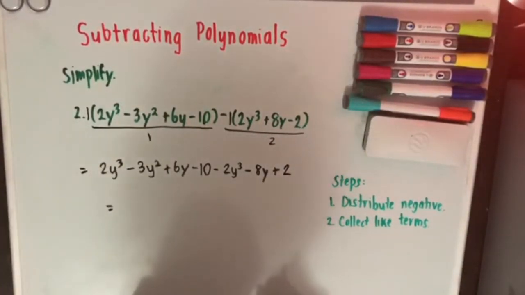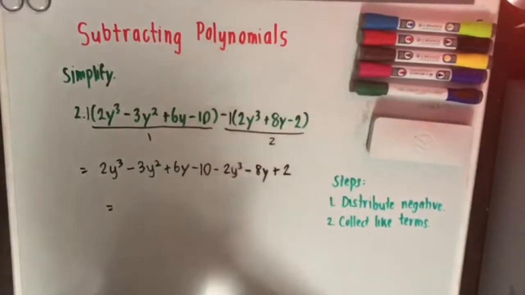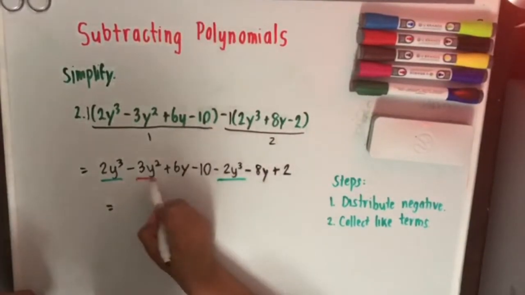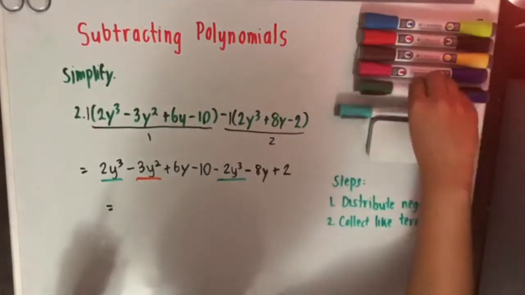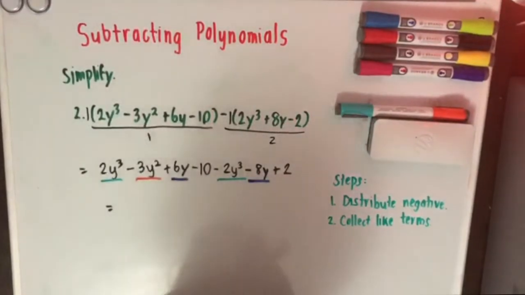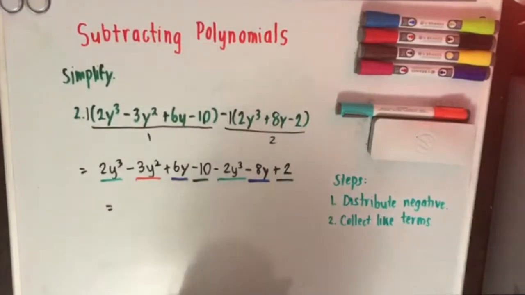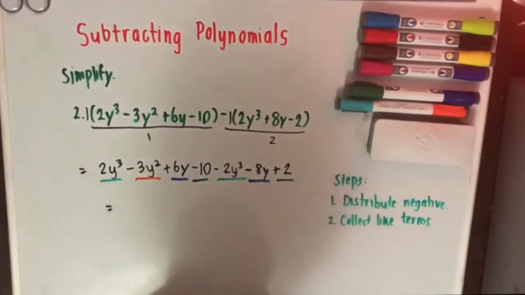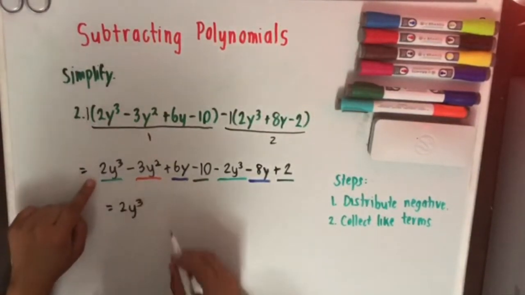Now, the easy part is just collecting your like terms. So we have 2y cubed, another cubed, squared, we have another, nope, 6y, 8y, and then your negative 10 and 2. Right, so same base and same degree. So now let's put them together, write that out.